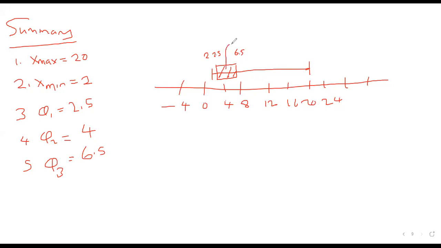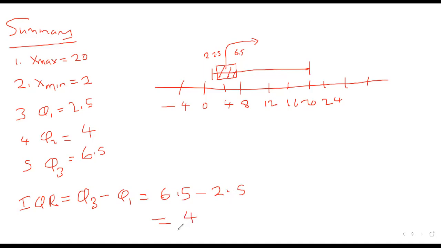Okay. The interquartile range was the difference. IQR, it's the range between the quartiles. The highest quartile minus the lower quartile. So Q3 minus Q1, the difference between these two. What was our Q3? 6.5. Our Q1, 2.5. When we subtract this, we get 4. So this is what we call the interquartile range.